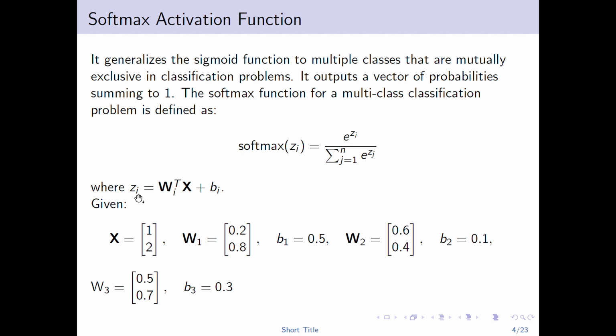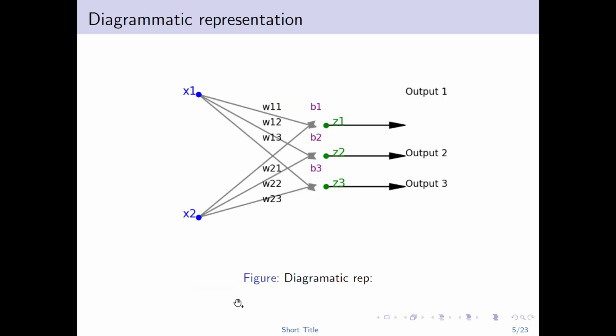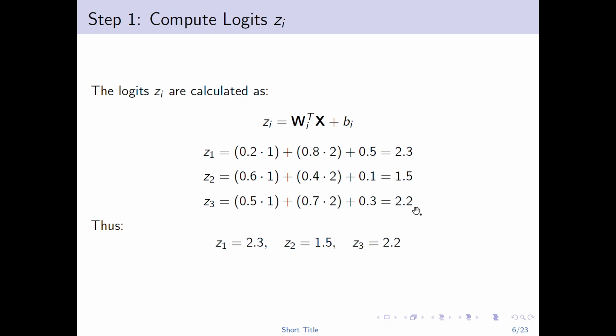So Z3 will be equal to 0.5 into 1 plus 0.7 into 2 plus this bias term, which is 0.3. That value happened to be equal to 2.1. So Z1 is equal to 2.3, Z2 is equal to 1.5, and Z3 is equal to 2.2. So we got all the Zi's: the values of Z1, Z2 and Z3.